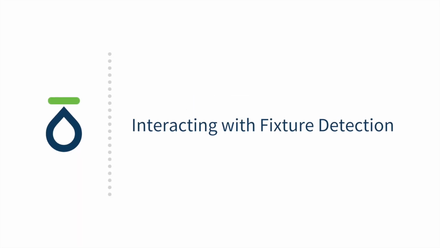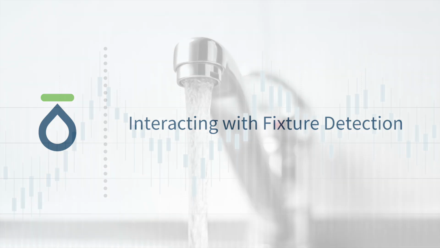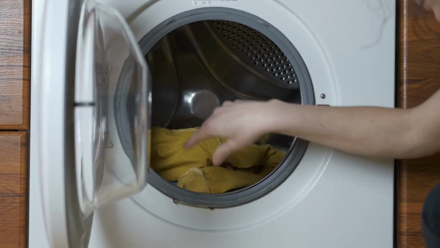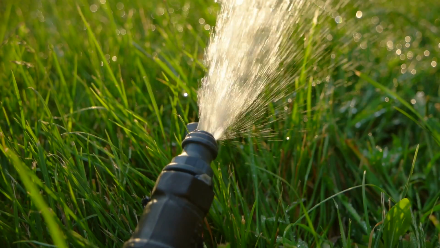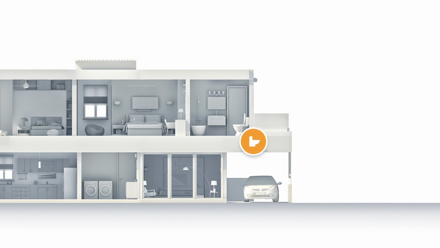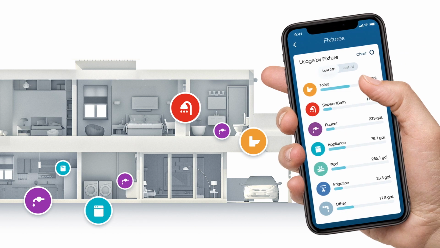Welcome to a brief tutorial on interacting with Fixture Detection in the Flow by Moen app. Our Fixture Detection technology is built to identify and analyze the fixtures in your home. Whether you're doing a load of laundry, watering the lawn, or washing your hands, this technology will be able to identify where water usage is occurring and update you in real time in the Flow by Moen app.